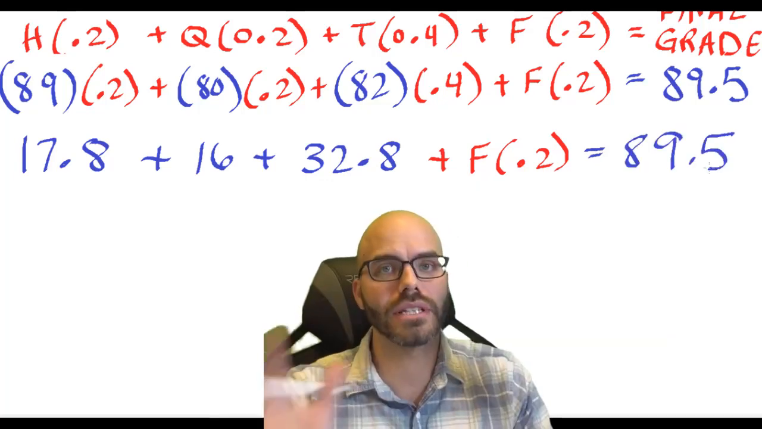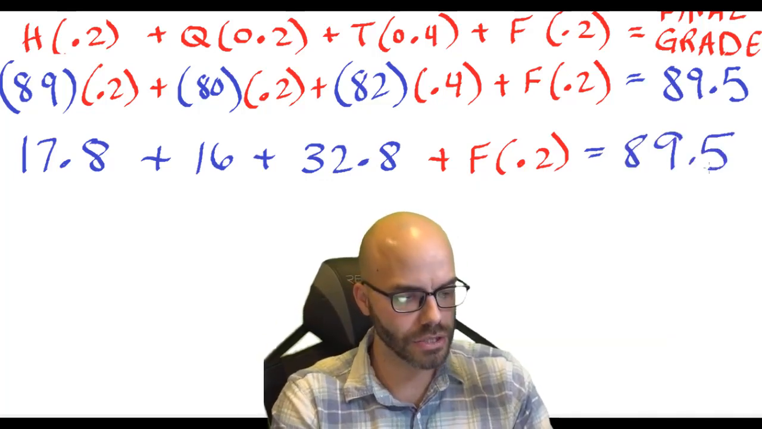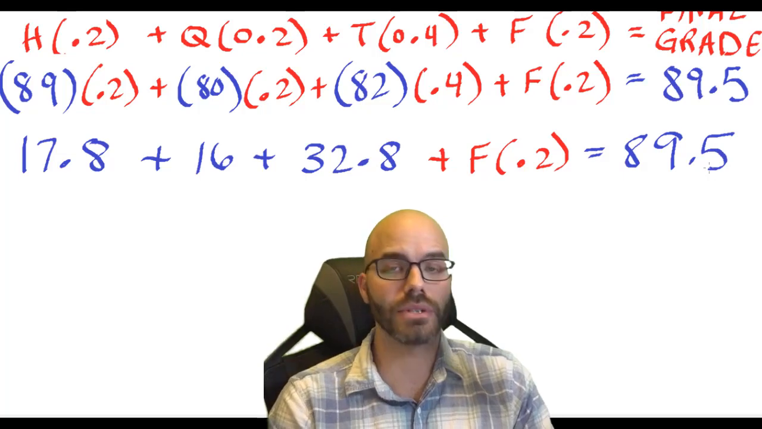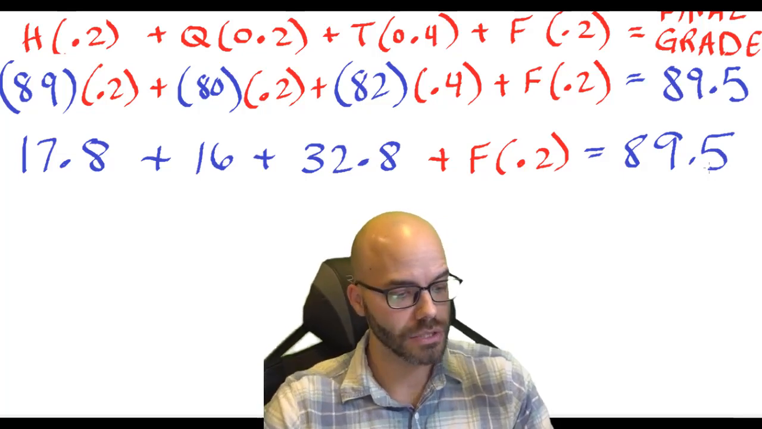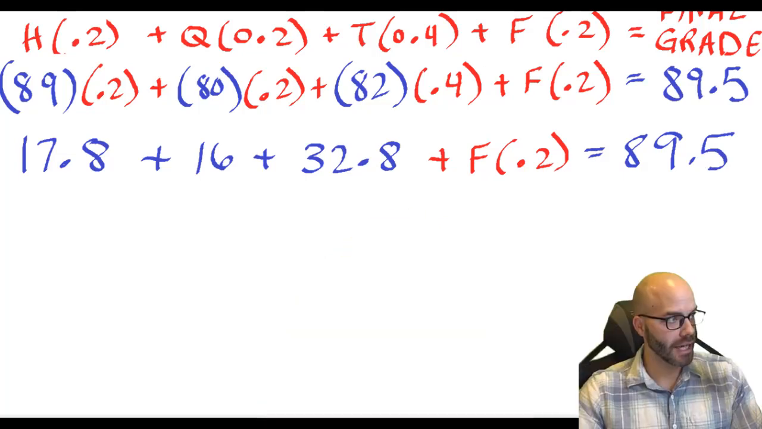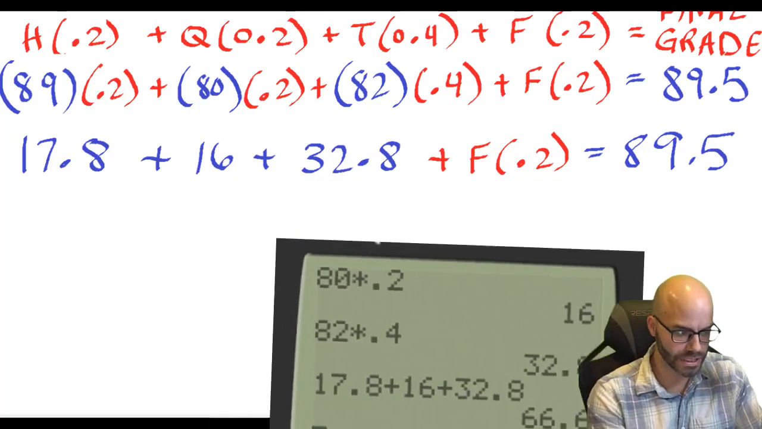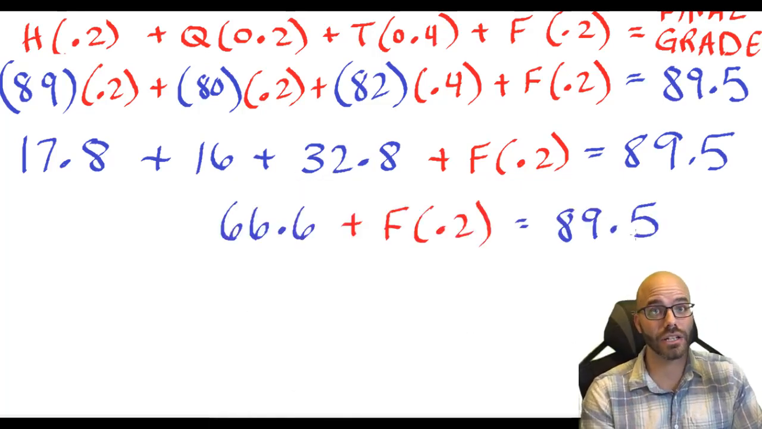A. All right, now this is just a basic linear equation. So add up your common terms, which I have all in blue. So let's see what we get when we add all those up. Added together is 66.6. Now it's a linear equation. Our variable is F, so we need to isolate F. So we're going to subtract that 66.6 from 89.5.